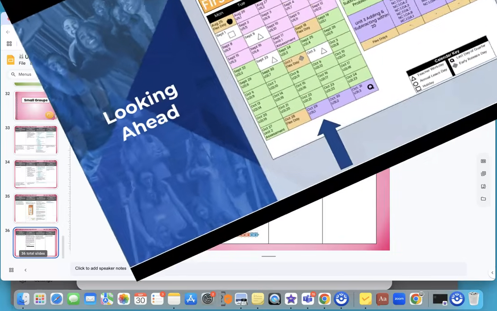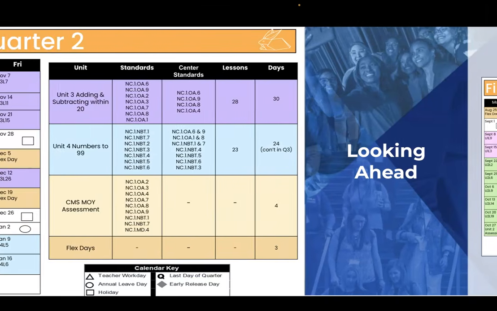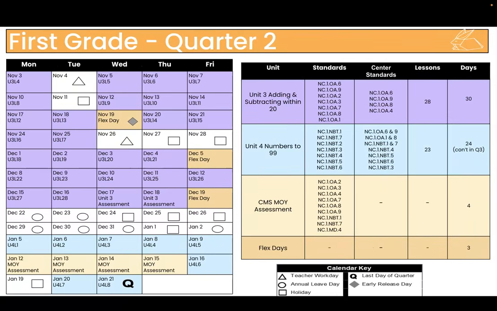Let's look at the year at a glance and do some looking ahead. So, Unit 3 starts on October 29th and continues into Quarter 2. And October 29th is towards the very end of Quarter 1. So let's jump into Quarter 2. What are some noticings and wonderings you have about Quarter 2? Some things you might notice and wonder.